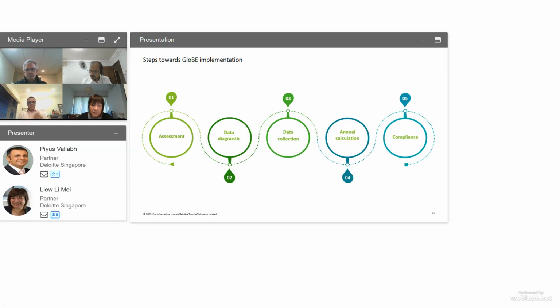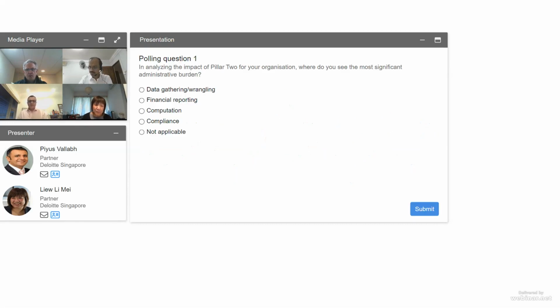Before I move on, I think it might be time for a polling question, just to get some audience participation. So if we move to our first polling question, and the question is: in analyzing the impact of Pillar 2 for your organization, what do you see as the most administrative burden for you? And there are 5 options. The first one is data gathering, wrangling. Second one is financial reporting. Third one is computation. Compliance is the 4th option, and non-applicable, i.e., people think it just doesn't apply to them.